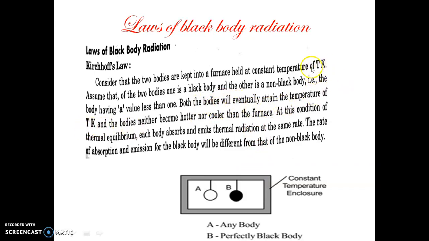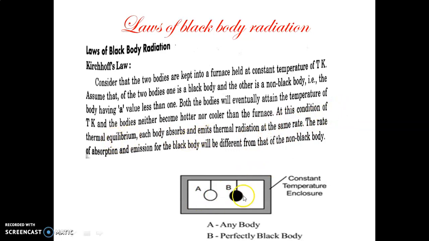This is the constant temperature attained by the two bodies, and the bodies neither become hotter nor cooler than the furnace. So the furnace temperature is also equal to T Kelvin, say 300 or 400 Kelvin. All three, the two bodies and the furnace, attain constant temperatures. That condition is called thermal equilibrium.